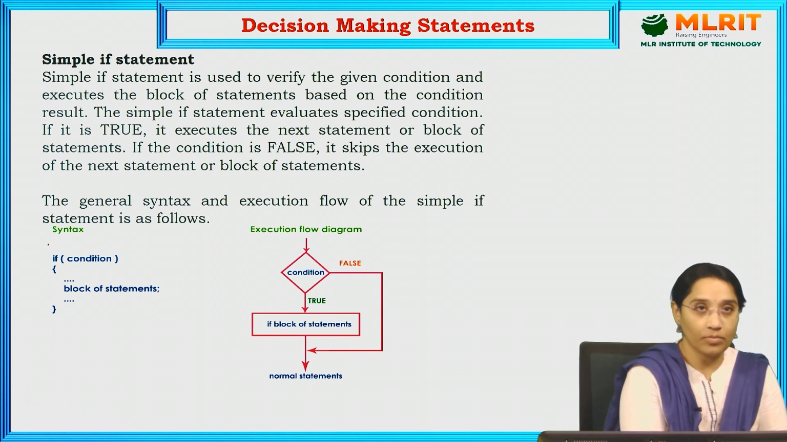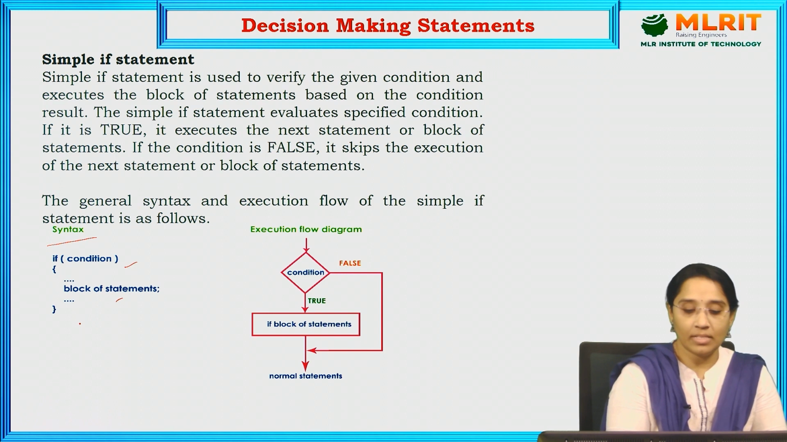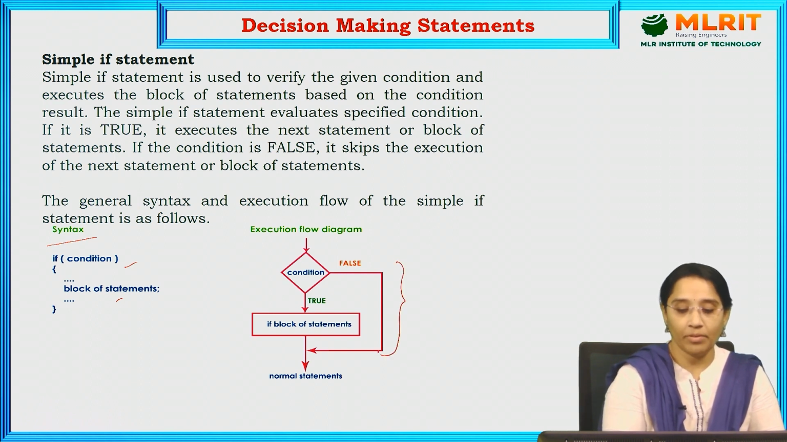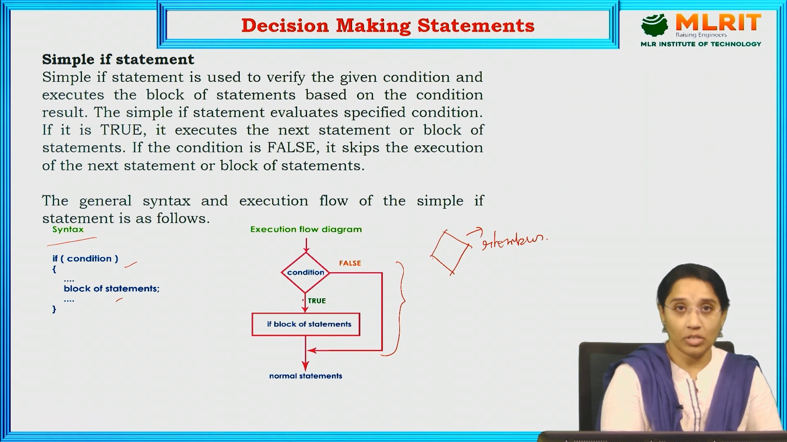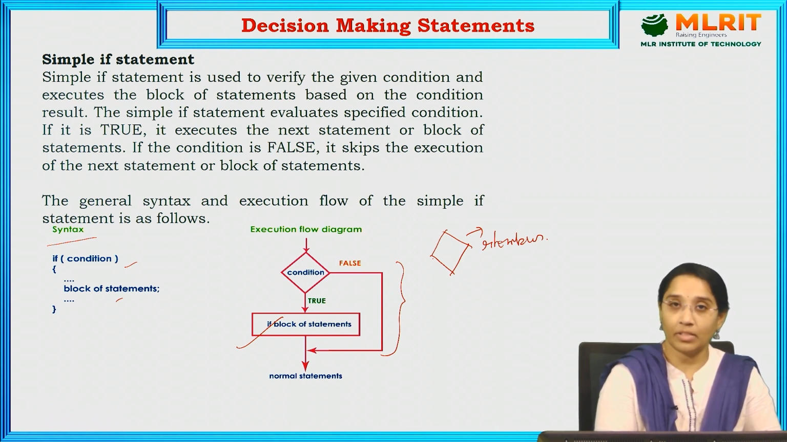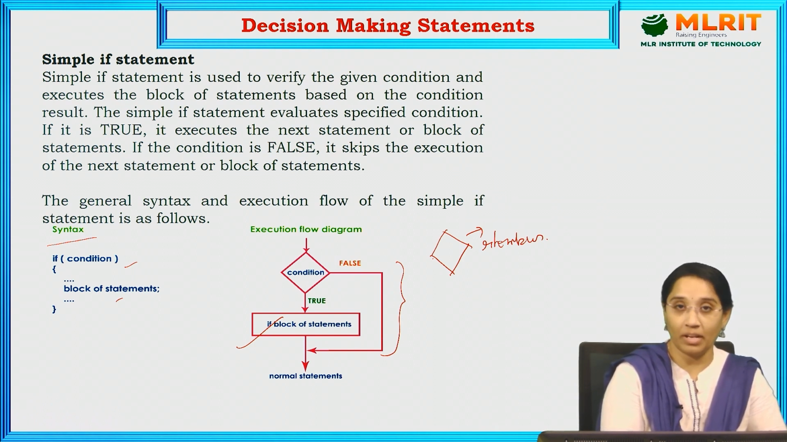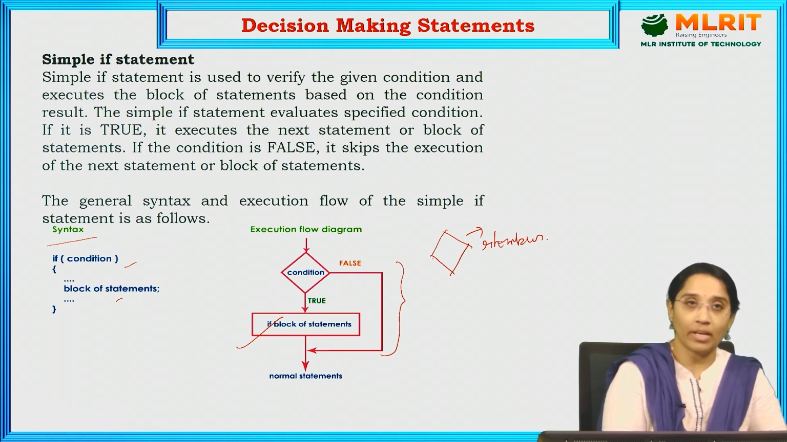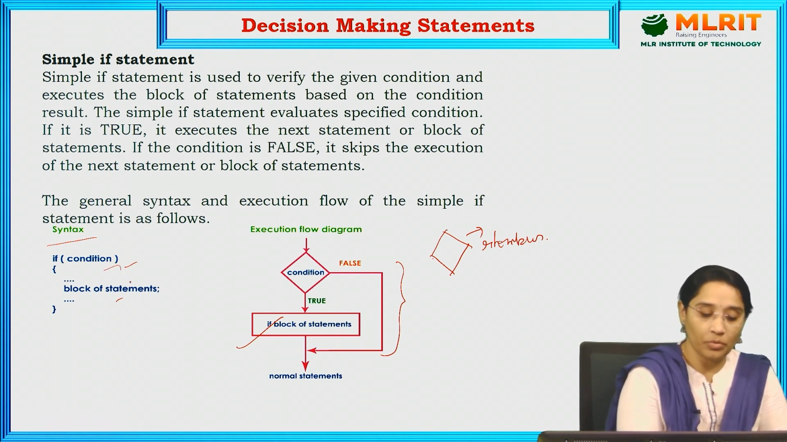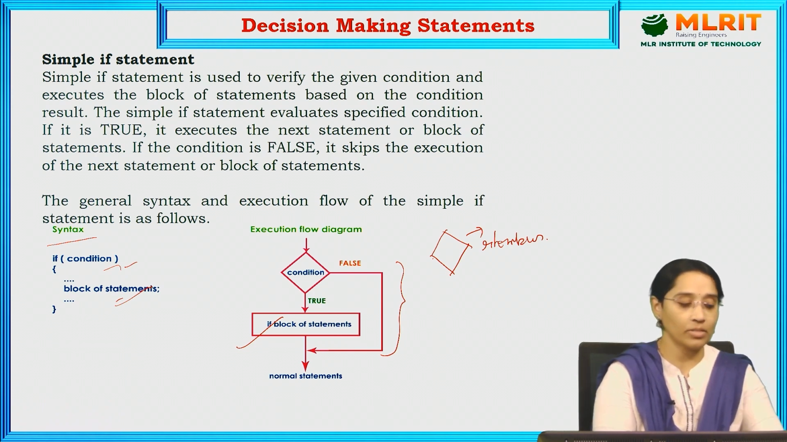See the syntax of the simple if: condition and block of statements. This is the flowchart for the simple if. The condition is always specified with a rhombus. If the condition is true, this block of statements will execute, otherwise false. So what is simple if? An if without else is called simple if. If a condition is true, this block of statements will execute.